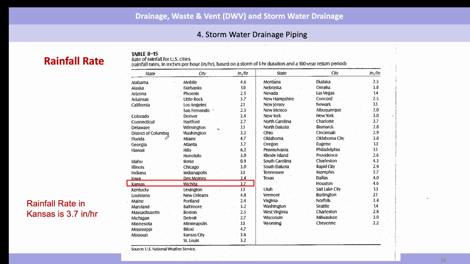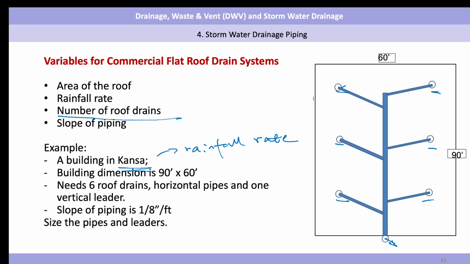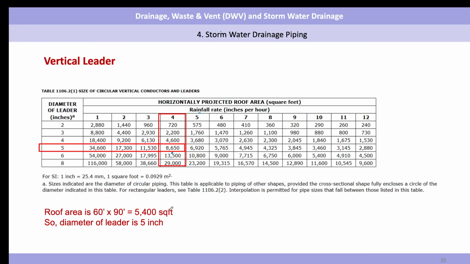First, we need to find the rainfall rate from the location, Kansas: 3.7. The rainfall rate is 3.7 inches per hour. And then we can find the leader size, based on rainfall rate and roof area. What's the roof area? 6 times 60 by 90, so 5,400 square feet. Choose the larger one, 5 inch diameter.